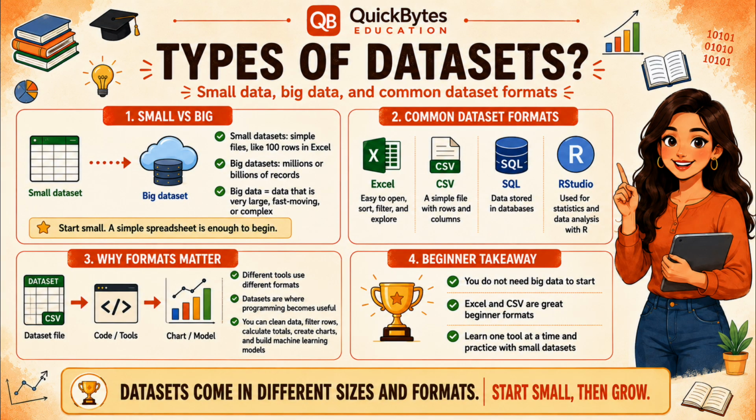Now, there are different types of datasets. Some datasets are small, like a simple Excel file with 100 rows. Some are huge, with millions or even billions of records. That is where big data comes in. Big data means the dataset is so large, fast-moving, or complex that regular tools may not be enough to process it easily. But do not worry. If you are a beginner, you do not need to start with big data. Start small. A simple spreadsheet is enough to begin learning data analytics, data science, and data analysis.